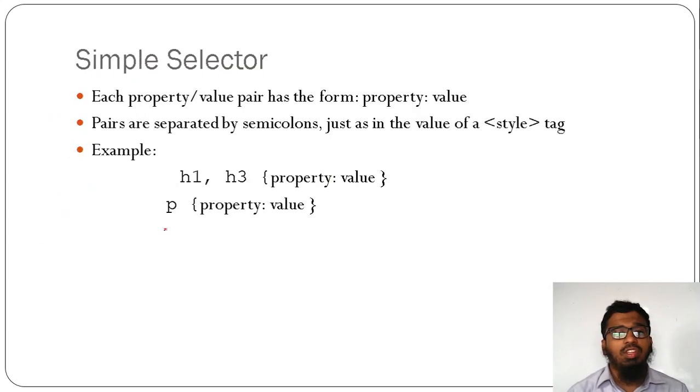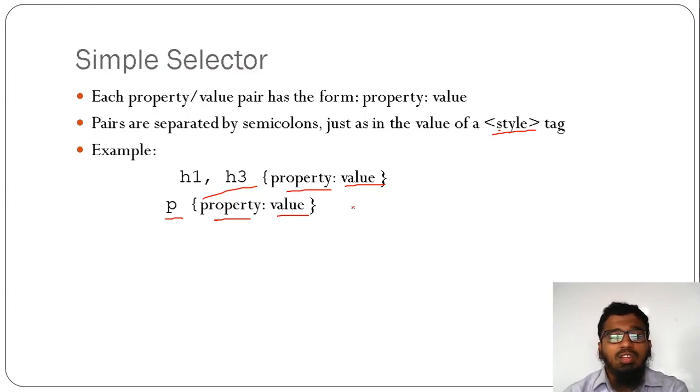First we will see the simple selector. What is a simple selector? A simple selector is like h1, h2 property value, p property value. This is a simple one. Each property value pair has the form property and value. Pairs are separated by a semicolon, just as in the value of the style tag. So this is a simple way.